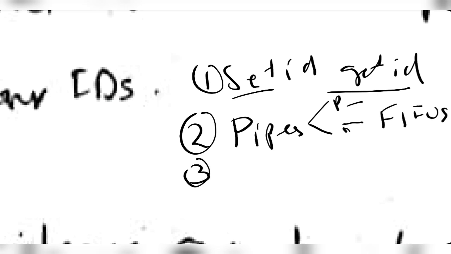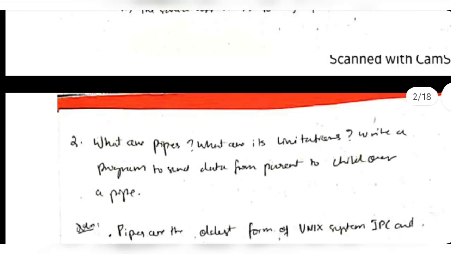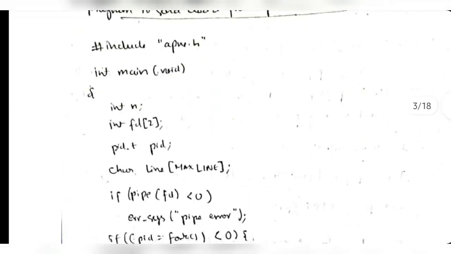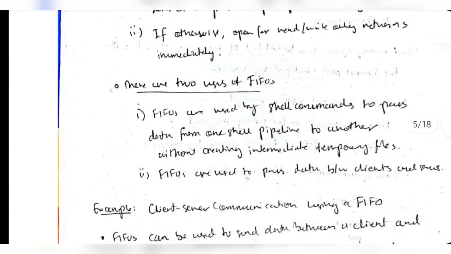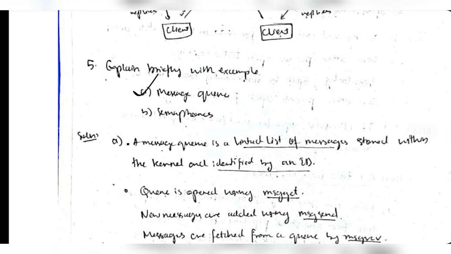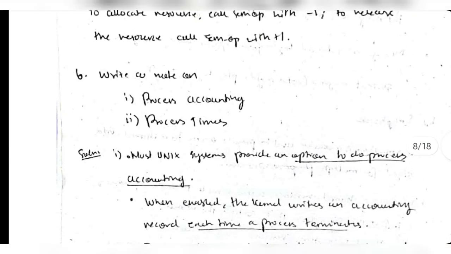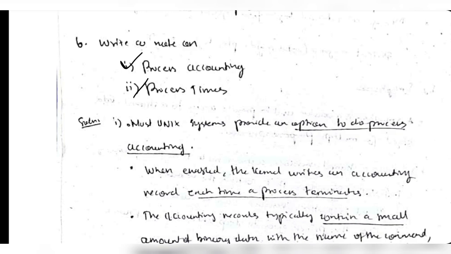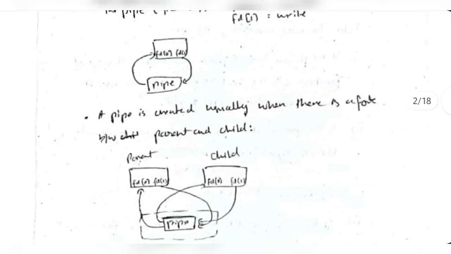In the third topic we have two more topics at the end. Let's go through it and see. I'm not actually remembering that. So this is popen and pclose, and this is FIFO, and message queues and semaphore. Another one comes under process. In the process we have process accounting and process times. So this is all that is there in module 4. Let's go through it one by one and discuss.